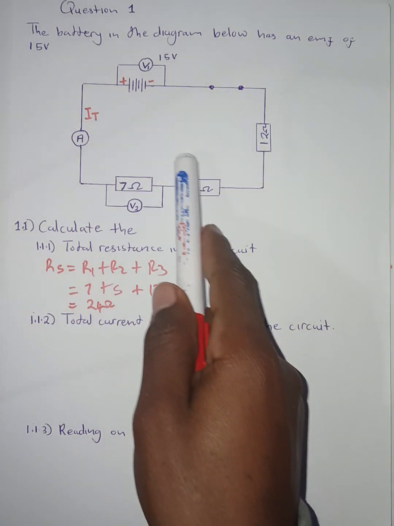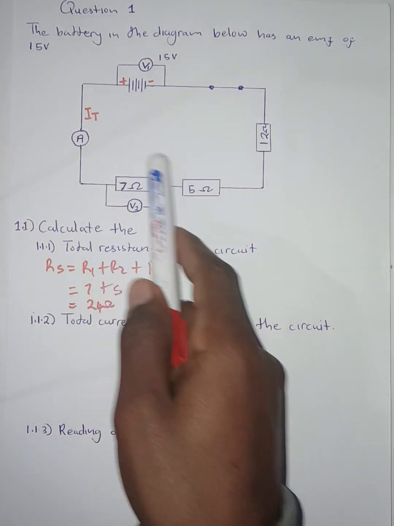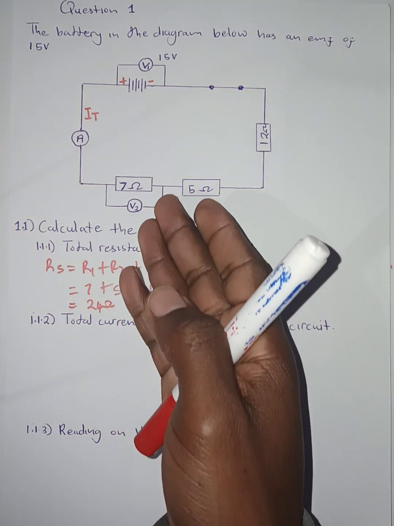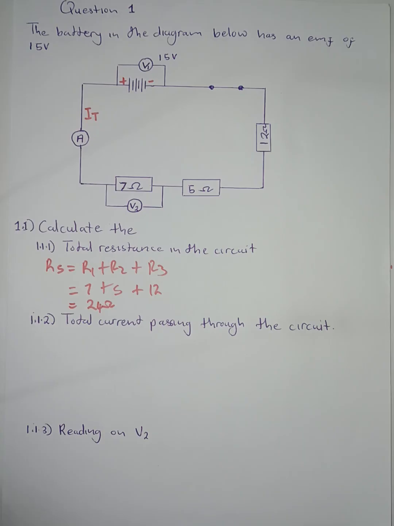So if we take that 7 ohm resistor, at that point we must know the current that is passing through that resistor. And the second thing, at that point we must be able to determine the voltage. And of course the resistance in this case would be 7. So at any point there is resistance, there is also voltage, and there is also current. So that's one thing that you must know.